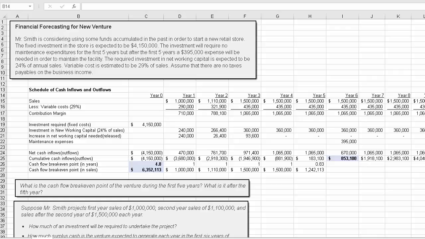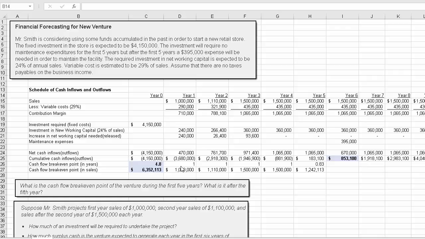The required investment in net working capital is expected to be 24% of annual sales. Variable cost is estimated to be 29% of sales. Assume that there's no taxes and no payables on the business income, so no tax payable.